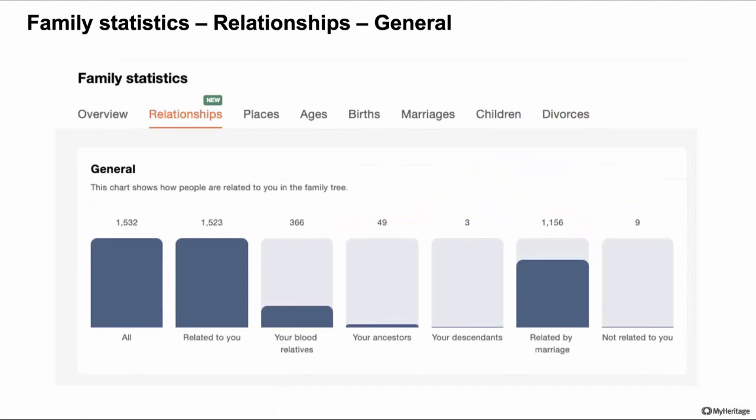So at the top of the relationships section, we have a box called General, which shows you how many people you have altogether. The tree that I have is 1,532. How many of them are actually related to me? And the majority are. You see on the right, there are 9 people who actually are not related to me. So if I start for myself and go to either my father or mother or brother and so on, I will never be able to get to them, meaning that they are disconnected from me in the tree, which is an interesting thing to find out.